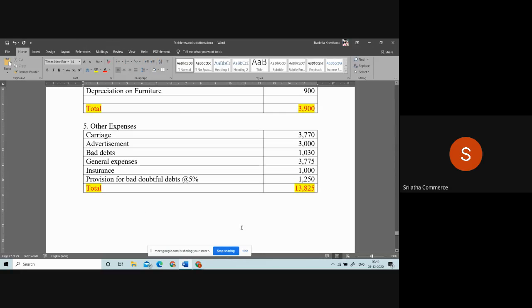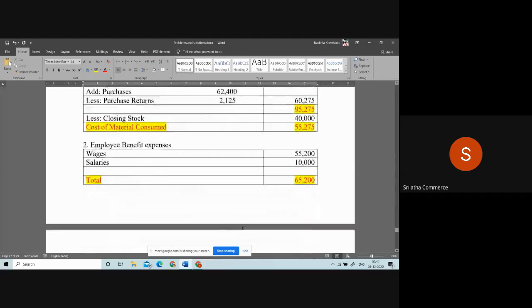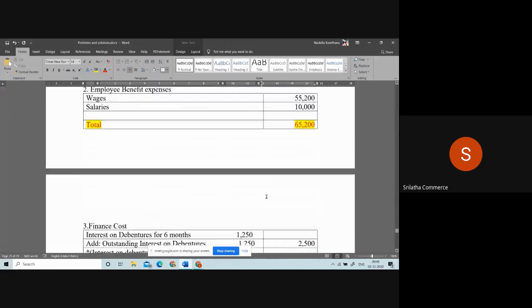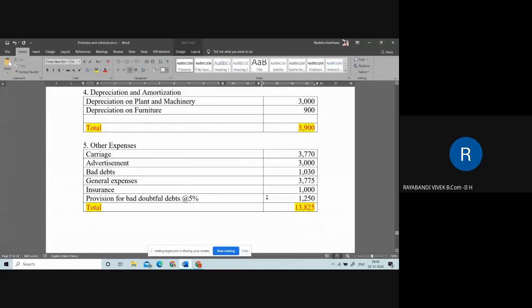Okay, so we completed everything. Now we'll take these totals into the statement of profit and loss. Revenue from operations, other income already we had taken. This total you tell me? 1,87,300. Correct? Ma'am, I think other expenses total is wrong. Yes, ma'am, it's right, sorry. Insurance I didn't write, ma'am. Okay.